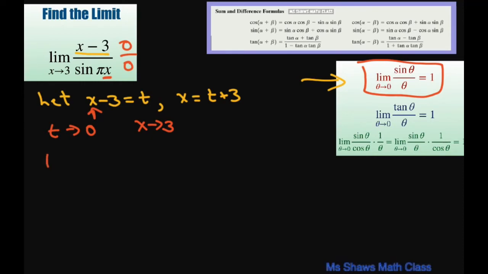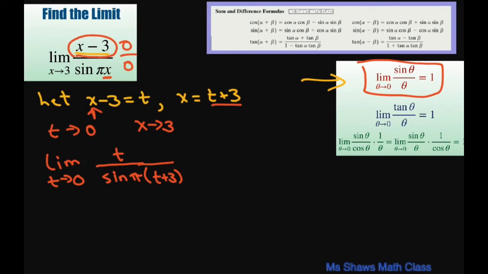So now we're going to rewrite this as the limit as t approaches 0. And let's write everything. This x minus 3 is just t. And our denominator is going to be sine of pi times x. Now x is t plus 3. Okay, let's spread this out a little bit. We have the limit as t approaches 0 of t, and let's distribute this pi. So it's going to be pi times t plus 3 pi.